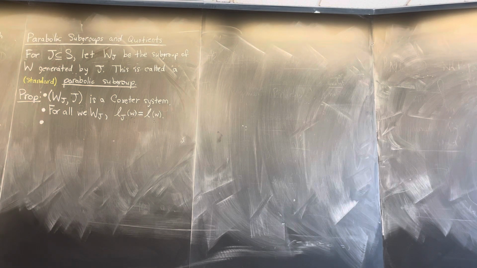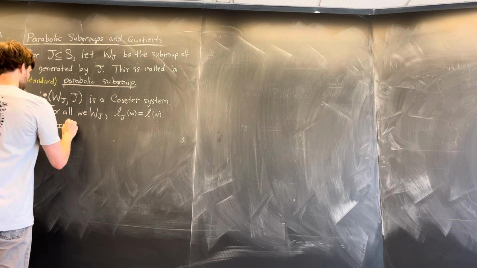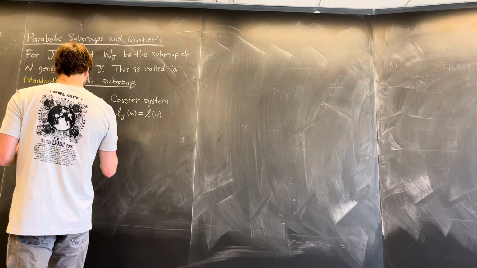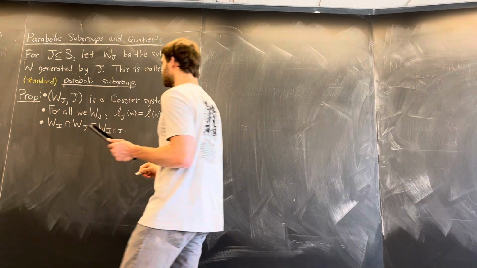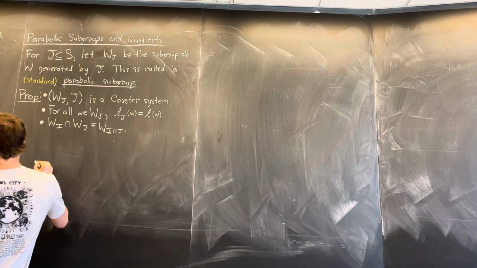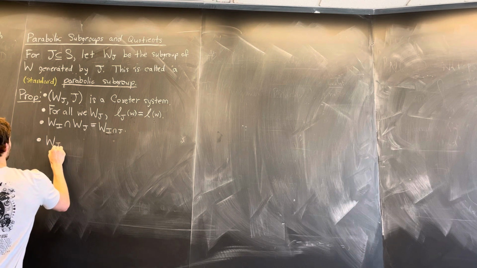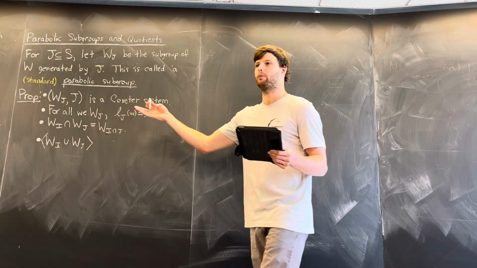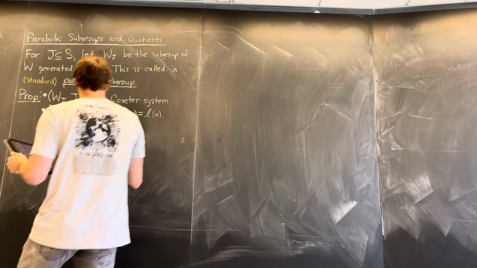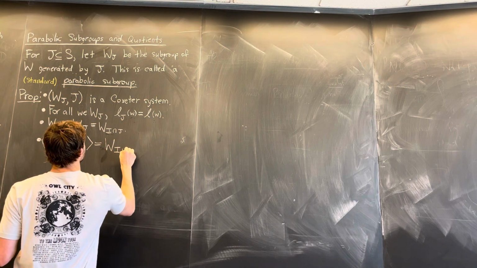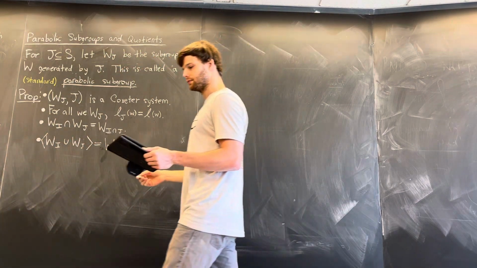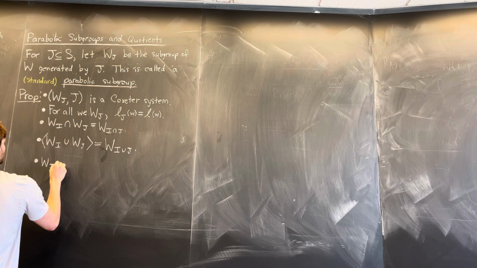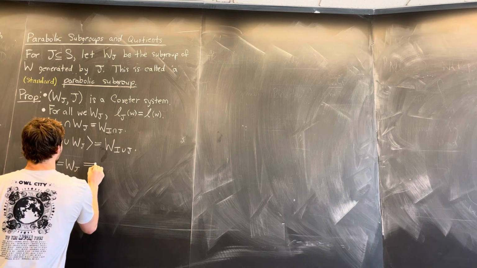Okay, these I think are not too hard. W sub I intersect W sub J: if I had two subsets I and J, this is just going to be the parabolic subgroup generated by I intersect J. And if I take W sub I union W sub J and look at the subgroup generated by this, when I take the union, that might not be a subgroup, but the subgroup generated by the union will be the same as the parabolic subgroup generated by I union J. And finally, W sub I and W sub J are equal if and only if I and J are equal.